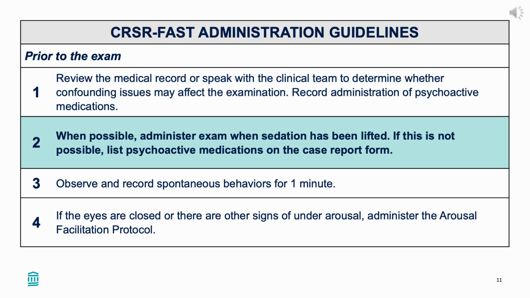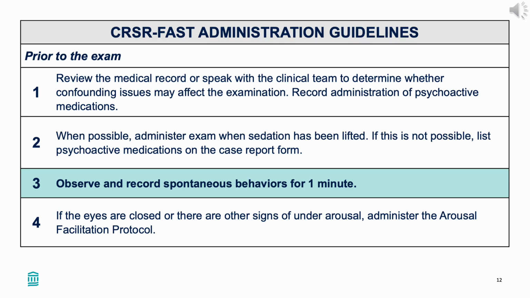When possible, the examiner should administer the CRS-R-FAST when sedation has been lifted. However, if it is not possible to wean or lift sedation, the examiner may still perform the assessment and test completion codes must be applied accordingly. The examiner should document the medication and dose on the case report form. The examination can also be performed in patients who are intubated, and this should also be documented on the case report form. However, the CRS-R-FAST should not be performed if paralytic agents have been administered.